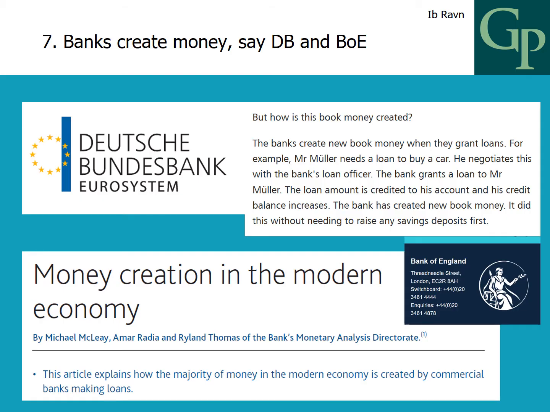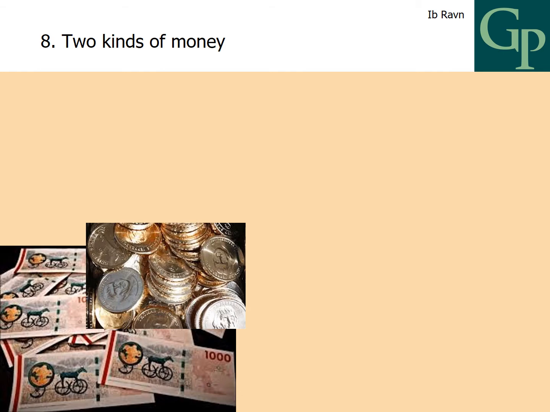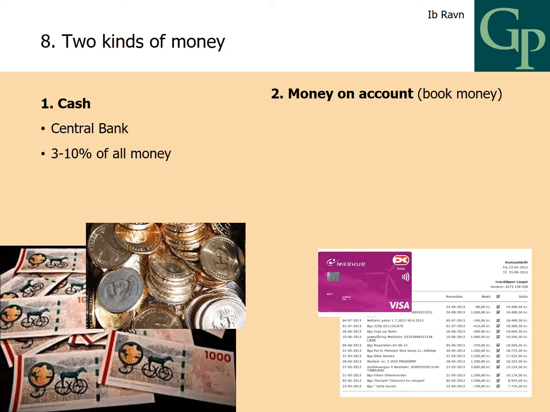Let's take a closer look at money. There are two kinds. One is cash. It's created by the central bank, but it only makes up a small part of the money supply in a country. What is the other kind? Well, you see it when you open your internet bank. You access it with your credit card. It's called money on account, that is, deposits in bank accounts. If you add the money that is in everybody's bank account in a given country, you get the rest of the money supply in that country.